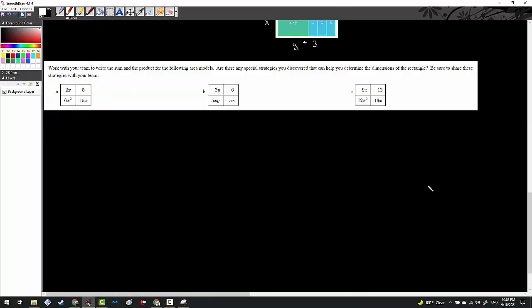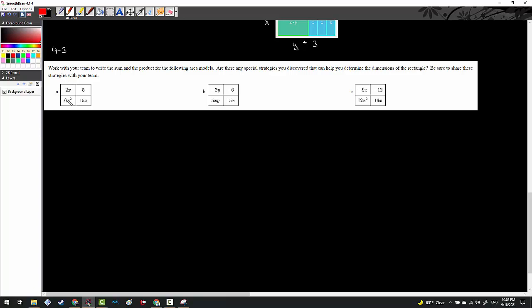In problem 4-3, they're asking us to work with our team to write the sum and the product for the following area models. And are there any special strategies that we discovered that can help determine the dimensions of the rectangles? We have to work to come up with those strategies with our team. And so what I'm going to do here is say, all right, in order to write this area as a product, I want to first divvy up this 6x squared here.